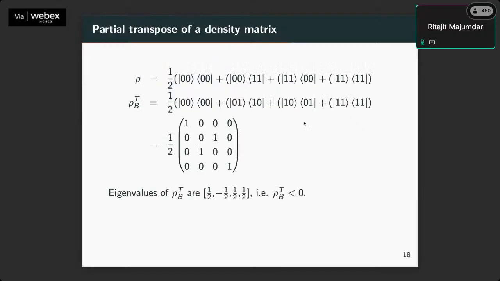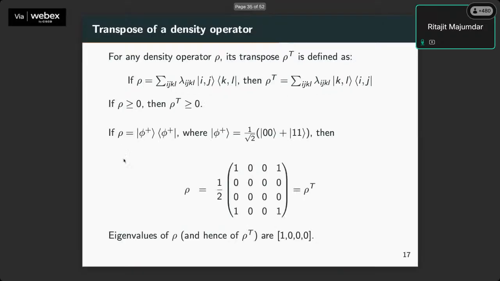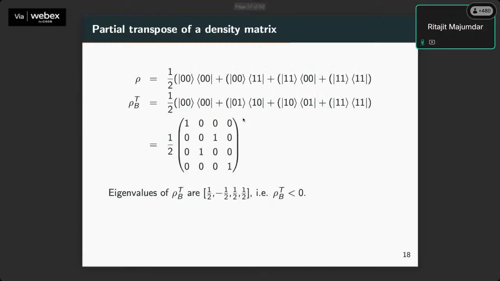Now let's take an example. I have this 2-qubit system, and previously this is the entangled state that we saw. Previously we saw that when I take the state and I transpose the entire state, it still remains positive semi-definite. But here, if you transpose only on B, so see 0 and 1 gets interchanged, 1 and 0 gets interchanged.